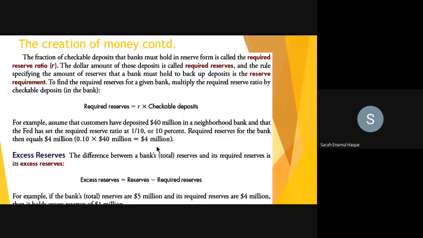So let's see an example. Suppose 40 million taka is there in the bank. From there 4 million it is giving to the Bangladesh Bank, right? So how much money is left in this bank? 40 million minus 4 million, so 36 million. So 36 million is the excess reserves. As you can see, the formula is given here: the excess reserves is equal to total reserves minus required reserves. So however much total money you have here, minus the required reserves. Okay, I hope this is clear.